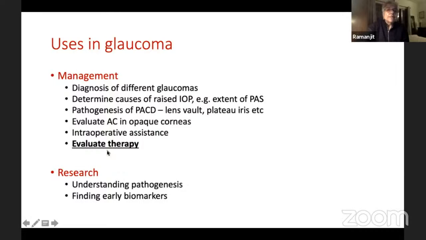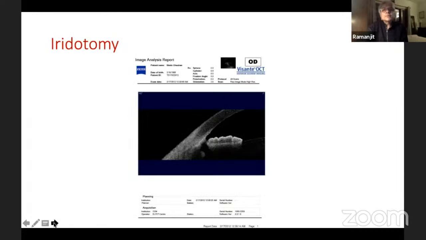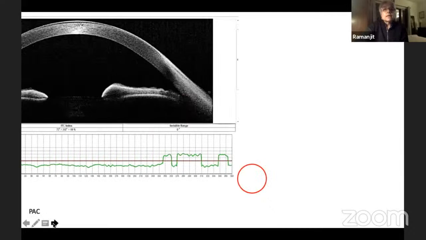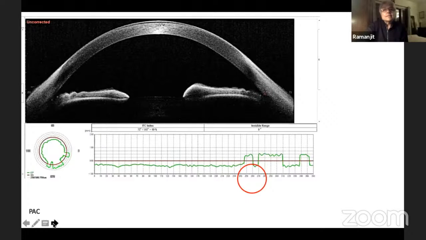Finally, I think evaluating therapy is quite important in management. It tells us whether the iridotomy is patent or not. It tells us what is happening to eyes once an iridotomy is done. So you can see over here, again, this is the ITC, and you can see only about 20 degrees of the iris is actually touching the trabecular meshwork.